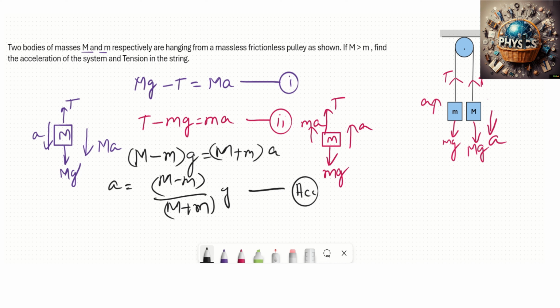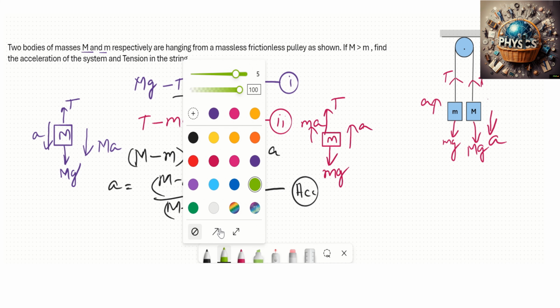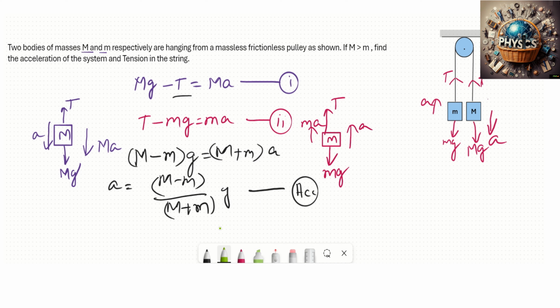So we got the acceleration. Now we need to find the tension. Tension is simple. We can just substitute into one of these equations. Let us take the first equation. So tension T is equal to capital M into g minus a. Let us replace the values: g minus, what is the value of a? a is capital M minus small m divided by M plus small m into g.